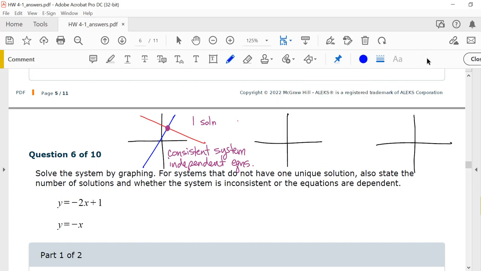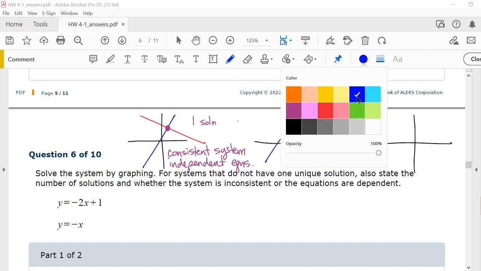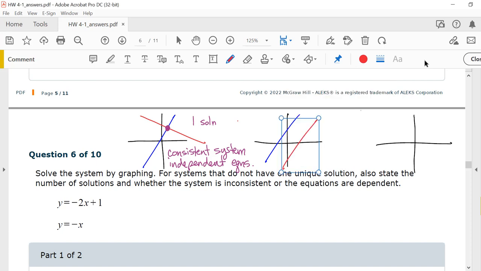If you had a system that had parallel lines, there would be no solution, and we would say that it was an inconsistent system. Inconsistent system.